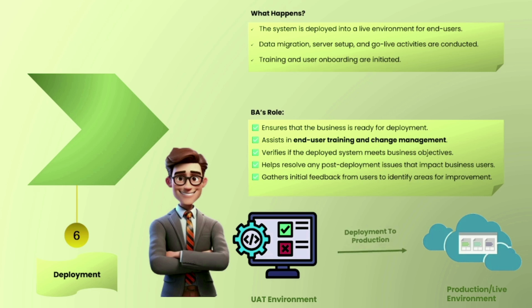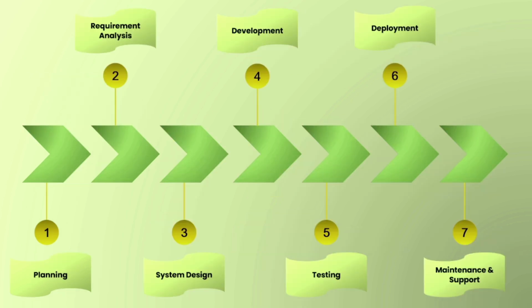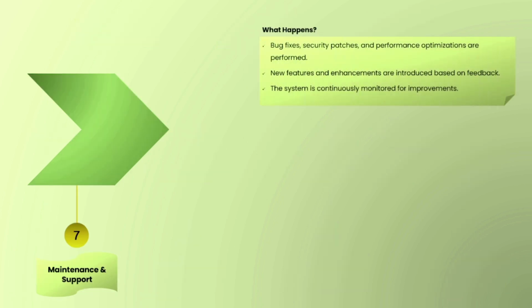Now let's check the final stage of the software development life cycle, that is maintenance and support. In this final stage, the support team plays a key role in addressing any queries or issues that arise while the system is in use. Let's see. Bug fixes, security patches and performance optimization are performed here. New features and enhancements are introduced based on the feedback. The system is continuously monitored for improvement.